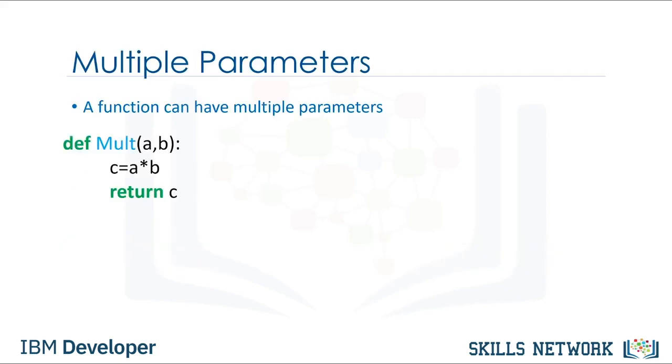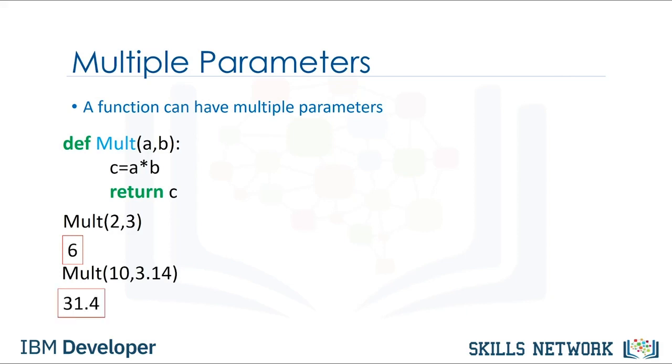The function mult multiplies two numbers. In other words, it finds their product. If we pass the integers 2 and 3, the result is a new integer. If we pass the integer 10 and the float 3.14, the result is a float, 31.4.